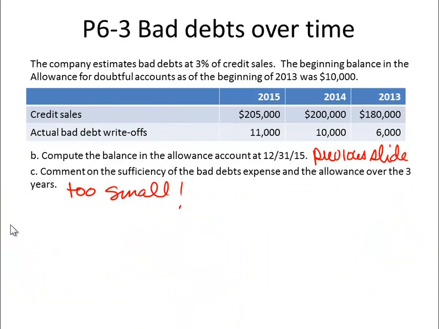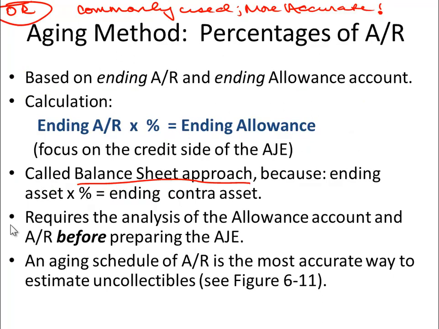And that's what this is saying. It's in Part C, comment on the sufficiency. It's way too small. The aging method. Under the aging method, it's more commonly used. Those footnotes we looked at all use the aging method because it is more accurate.